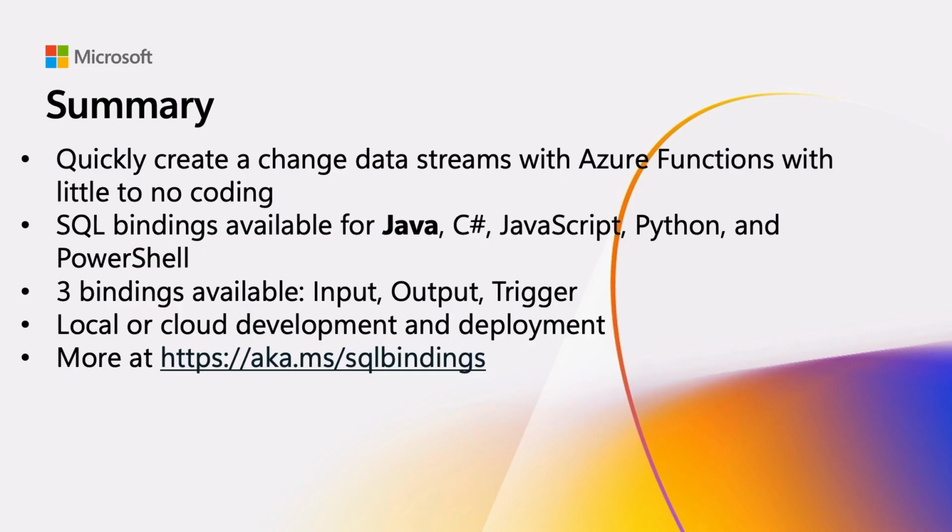And to quickly sum all this up, we see that we can easily and quickly create a change data stream with Azure Functions with little to no coding. SQL bindings are available in all of your favorite languages: Java, C#, JavaScript, Python, and PowerShell. There are 3 bindings available: the input for querying data, the output for inserting data, and the trigger. And local to cloud development is extremely easy. If you'd like to start, you can go to aka.ms/SQLbindings to learn more.